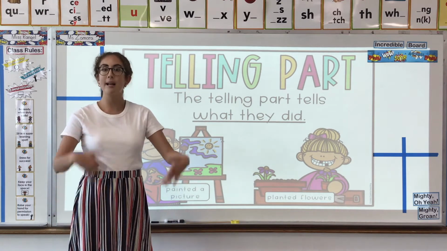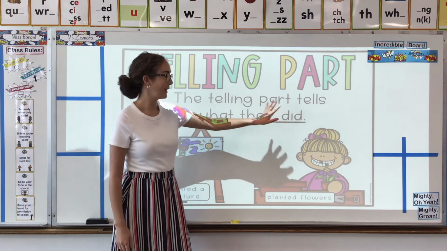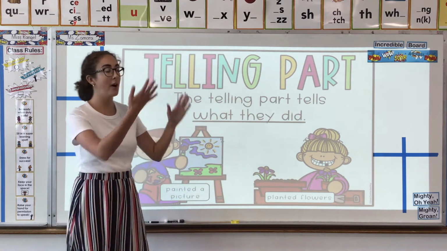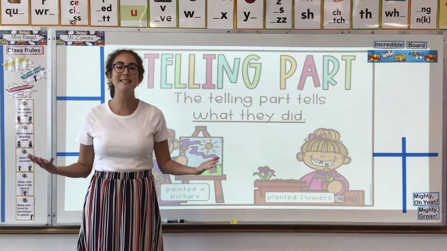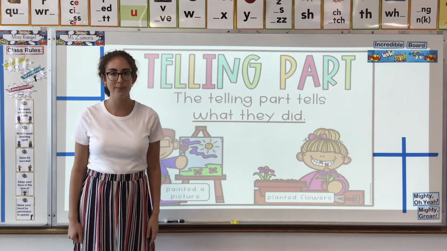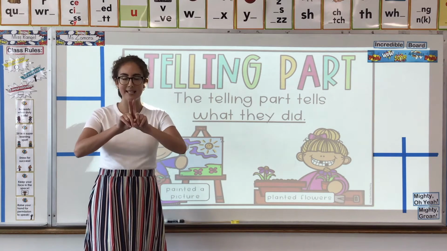After we've named who our sentence is about, then we write the telling part. The telling part tells your reader what they did. They is the naming part, the noun, and then our telling part is their verb, the action. What is the noun doing? That's our telling part. And we need both to make a complete sentence.